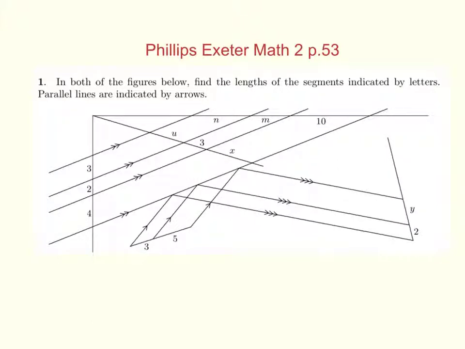From, again, page 53, number 1. Okay, what we're looking at here are these parallel lines. With all these parallel lines, what do we remember or know about this angle and that angle? This angle right here and that angle right there, they're the same. They're equal because they're corresponding angles. With parallel lines, we get a lot of congruent angles.